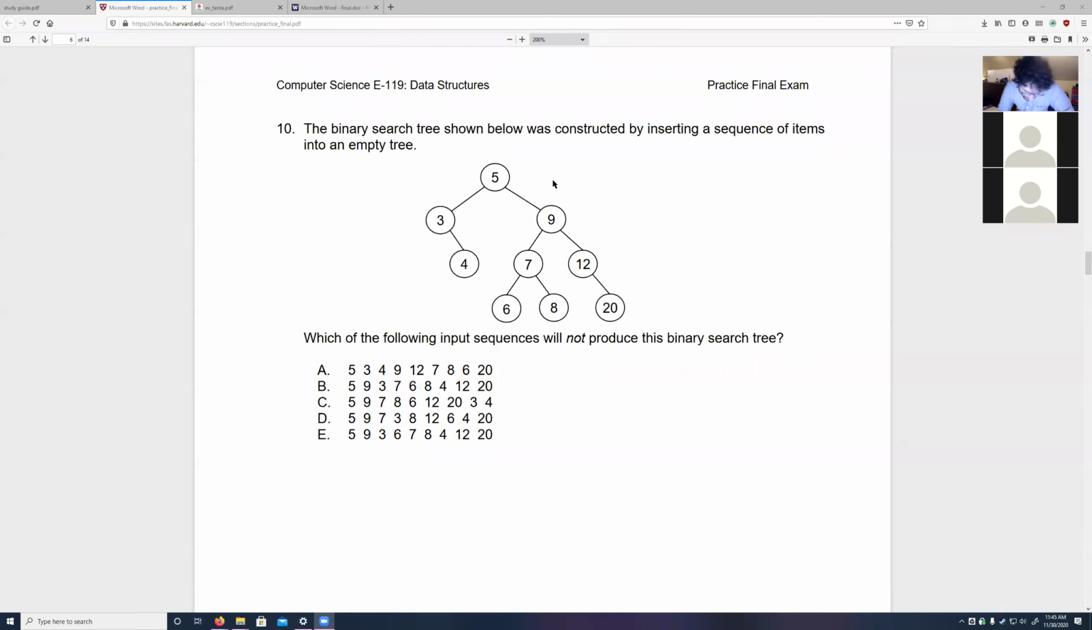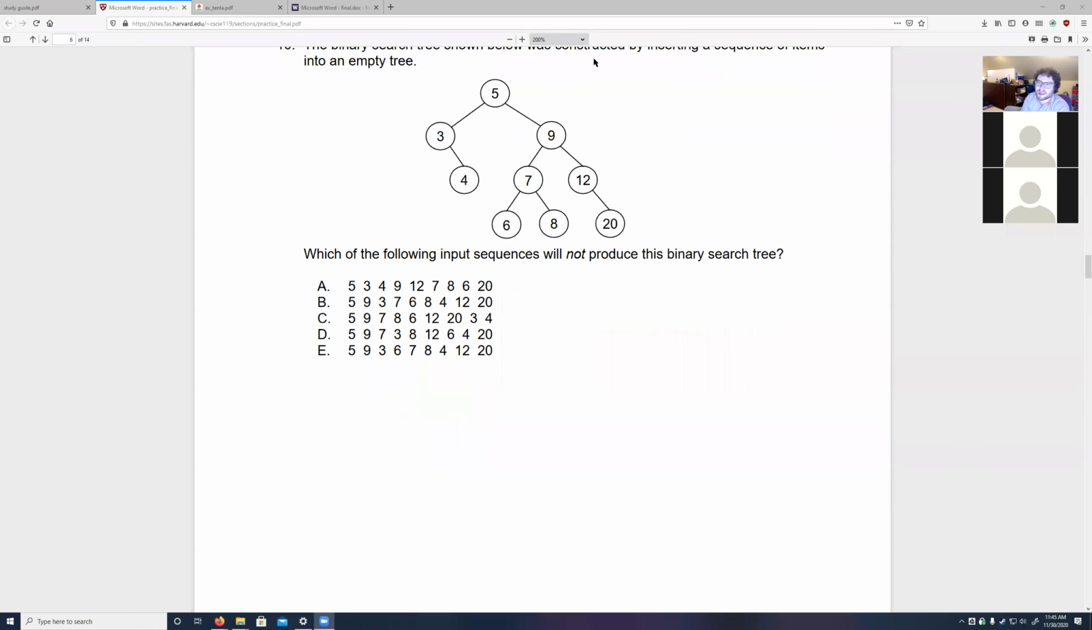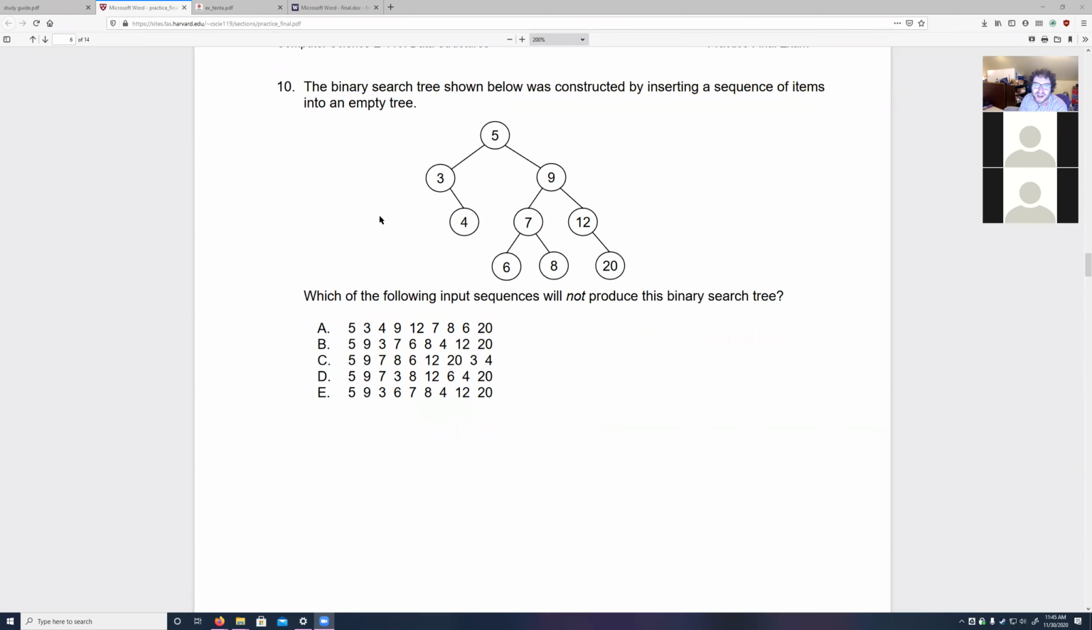This is like what you would have had on your second exam. The binary search tree shown below was constructed by inserting a sequence of items into an empty tree. Which of the following sequences is not a binary search tree? So we'll not produce this. 5, 3, 4, that would work. And then 9, 12, 7, 8, 6, 20. So adding these items in this order would produce this tree.